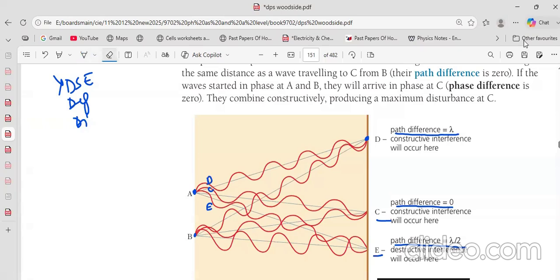Similarly here, this wave is reaching at E, this wave is reaching at C, and this wave is reaching at D, diffracting. Acha, the point is, what is happening when they are reaching?